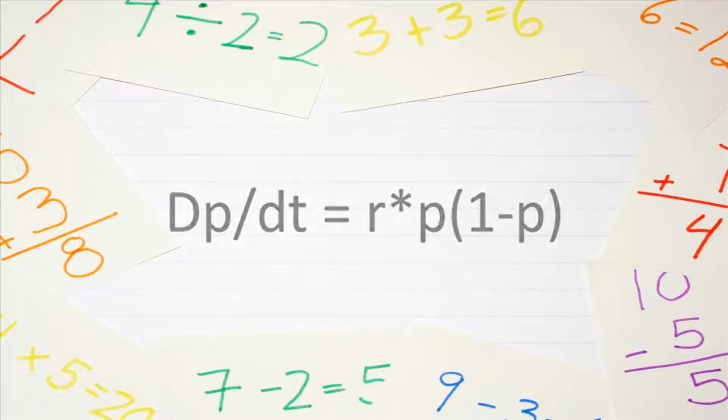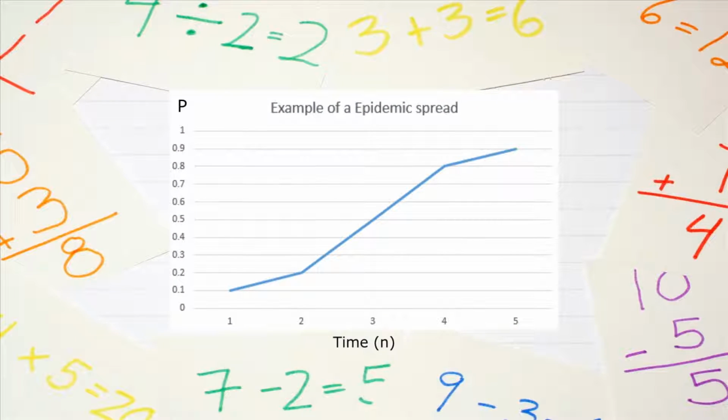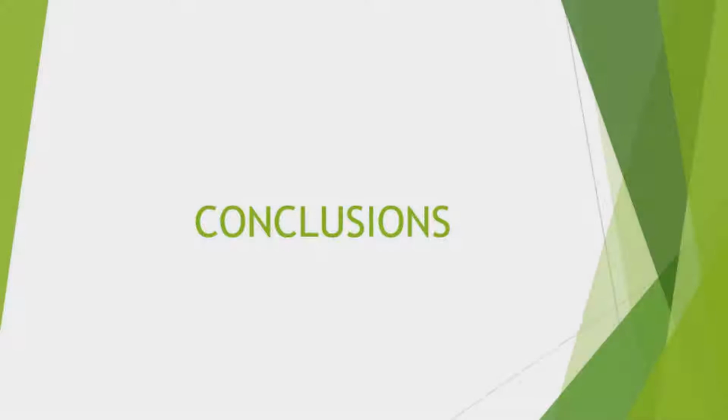And to sum up, we have a graph to display the spread of a typical epidemic. Initially, it's slow at the start, a faster rate in the middle, and then slow at the end. This is known as our logistic curve. I'll be explaining how we come about the conclusions of this model.